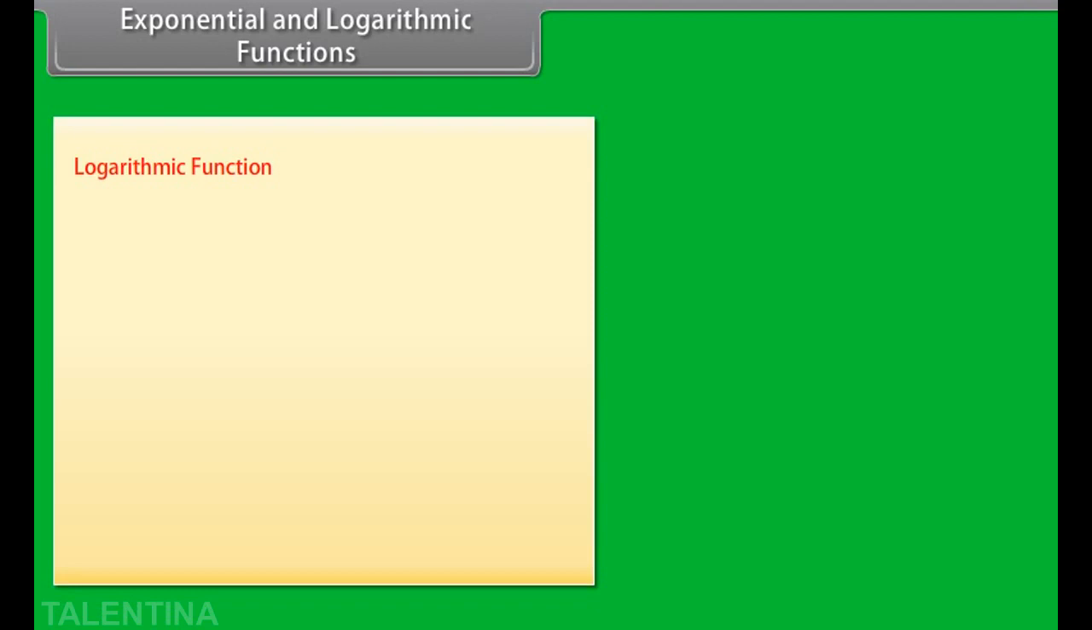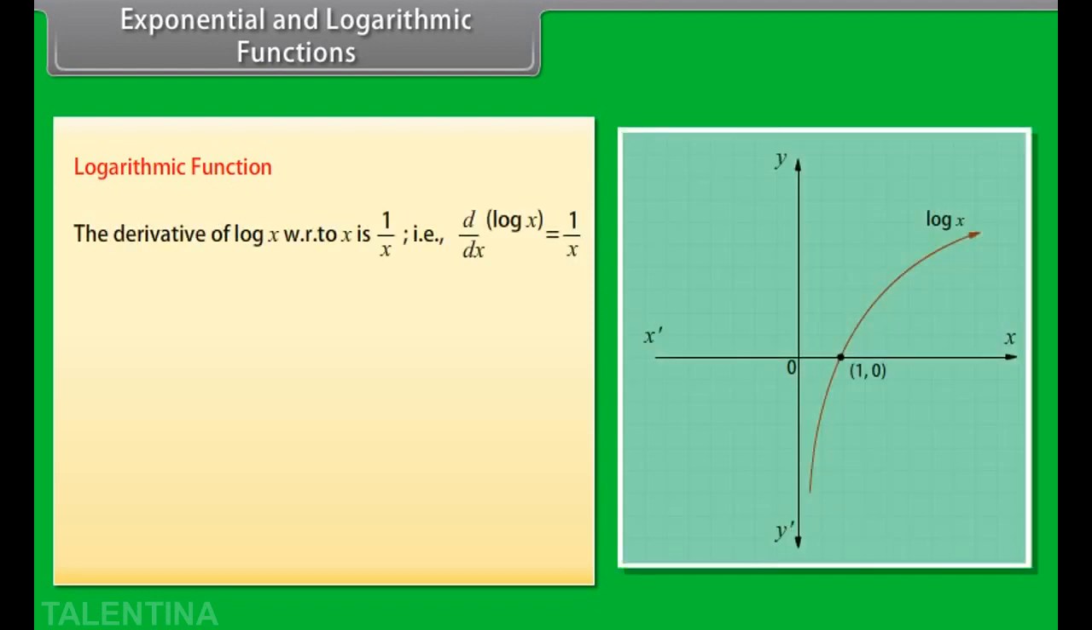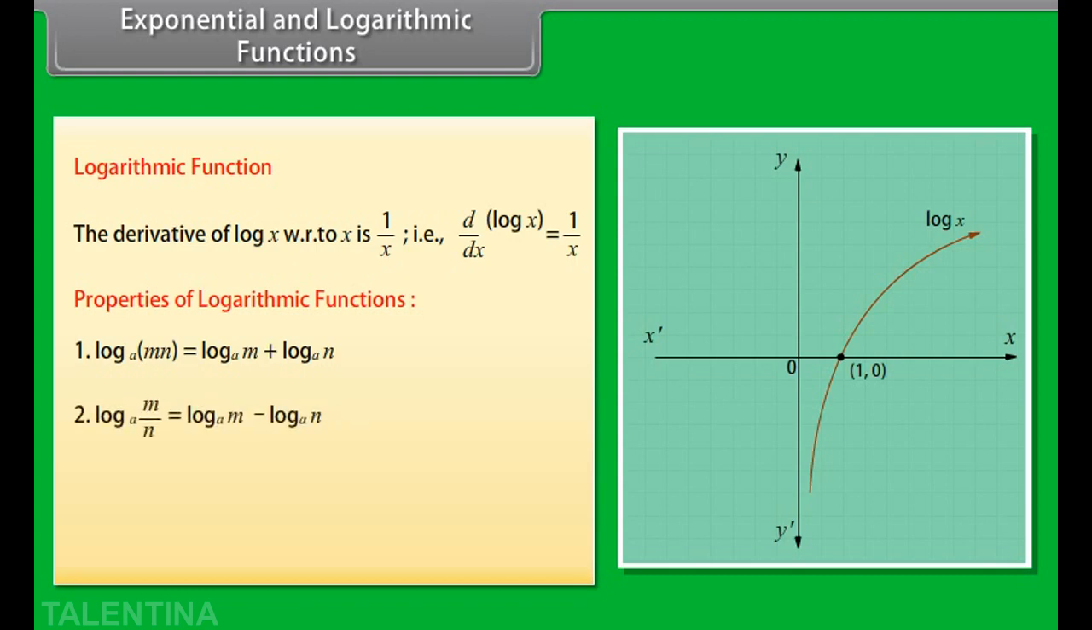Logarithmic functions. The derivative of log x with respect to x is 1 by x, that is, d by dx of log x is equal to 1 by x. Properties of logarithmic functions. 1. Log mn to the base a is equal to log m to the base a plus log n to the base a. 2. Log m by n to the base a is equal to log m to the base a minus log n to the base a.